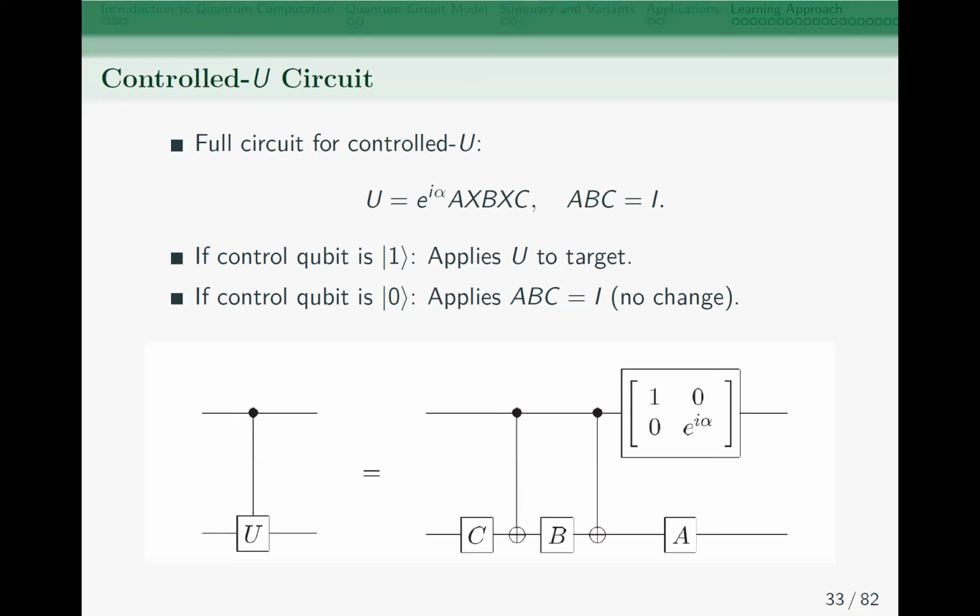You can see this by inspection, or you can just view it all together. If the control is 0, then it's identity: you apply A, B, C, which is 1. And if the control is 1, the left-hand side is U, and the right-hand side becomes A, X, B, X, C with the extra phase. Okay.